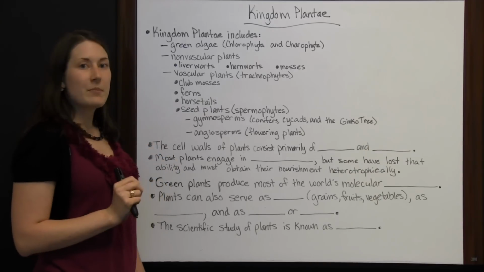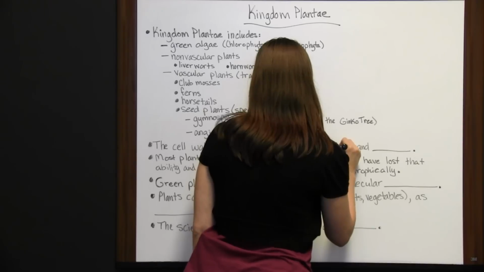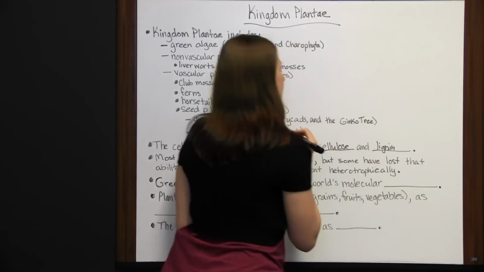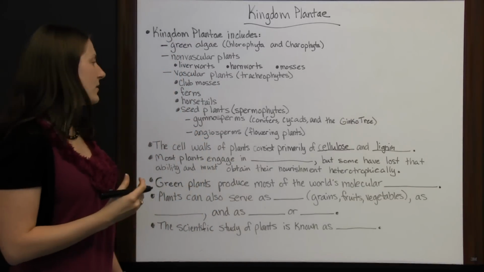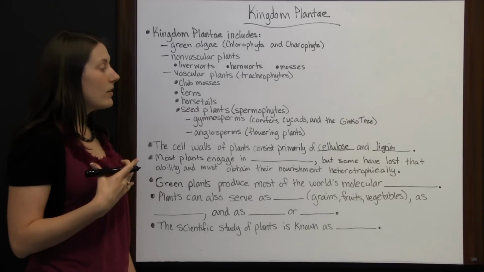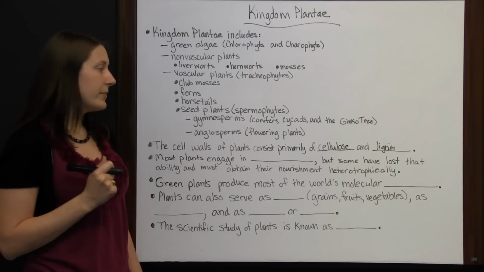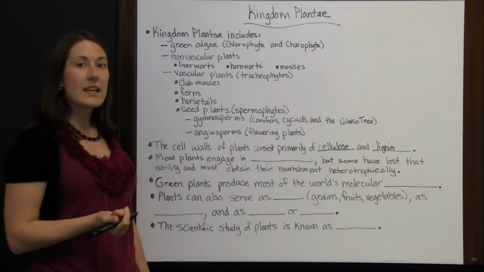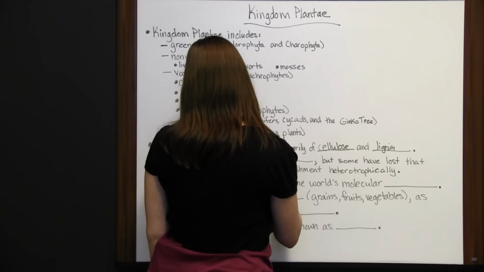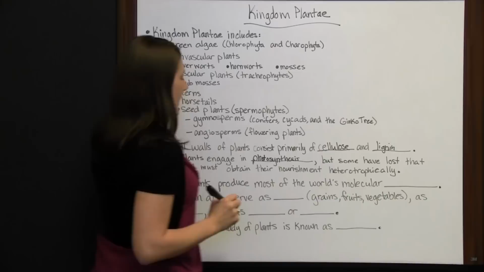The cell walls of plants consist primarily of cellulose and lignin. And lignin gives structure and strength to a plant cell wall, especially in trees, and it plays a large role in conducting water through the plant. Most plants engage in photosynthesis, which is where plants take in energy from the sun and use it to carry out its own processes.